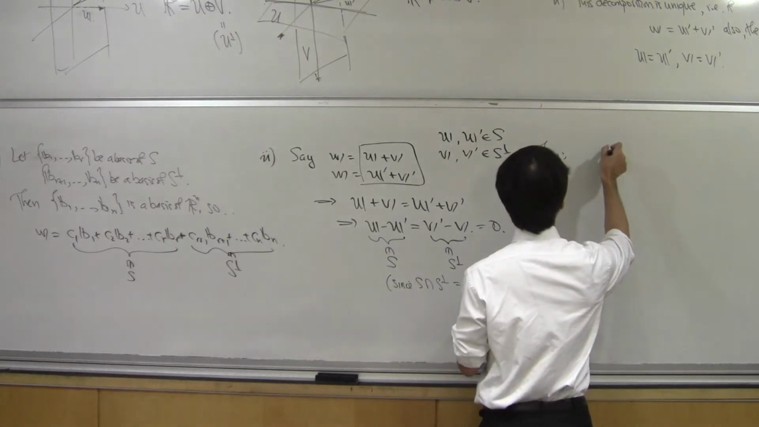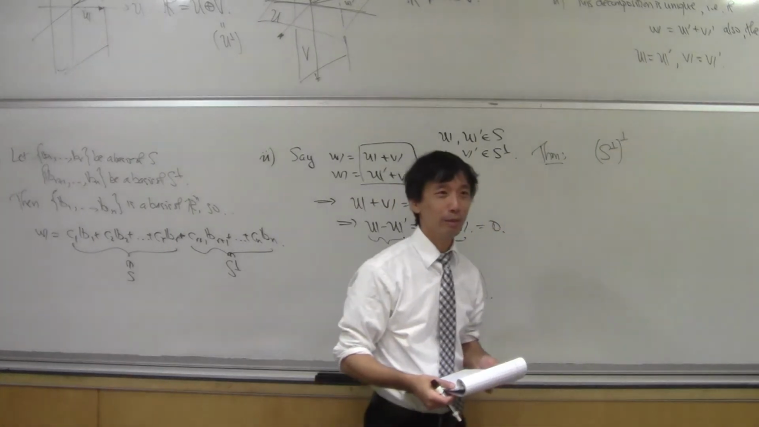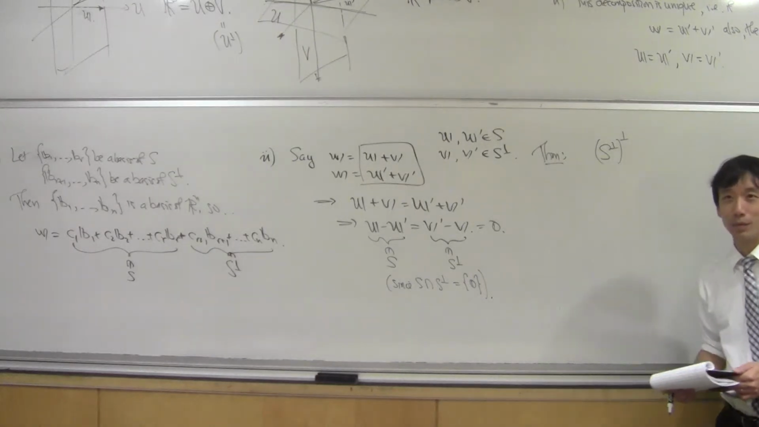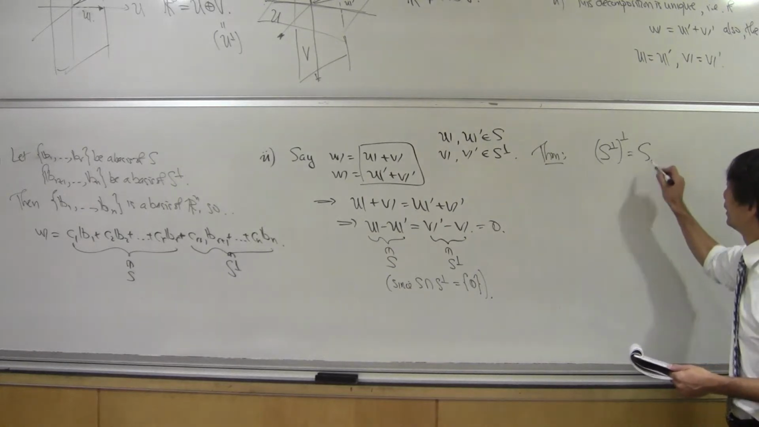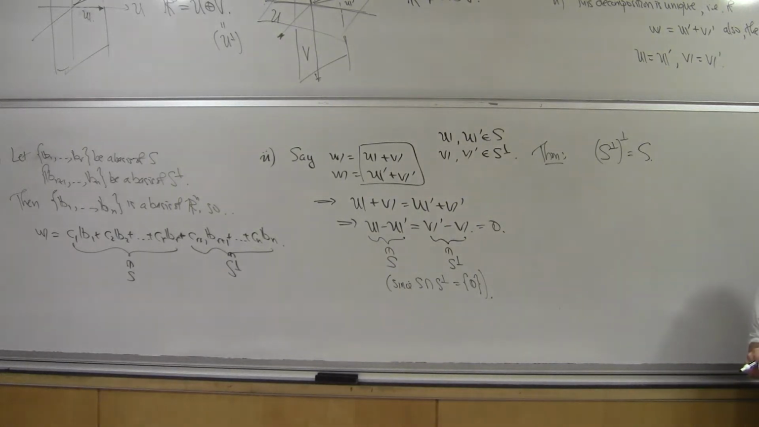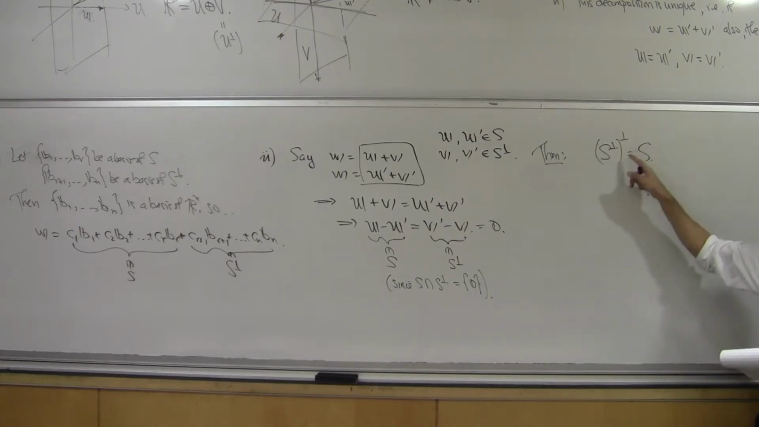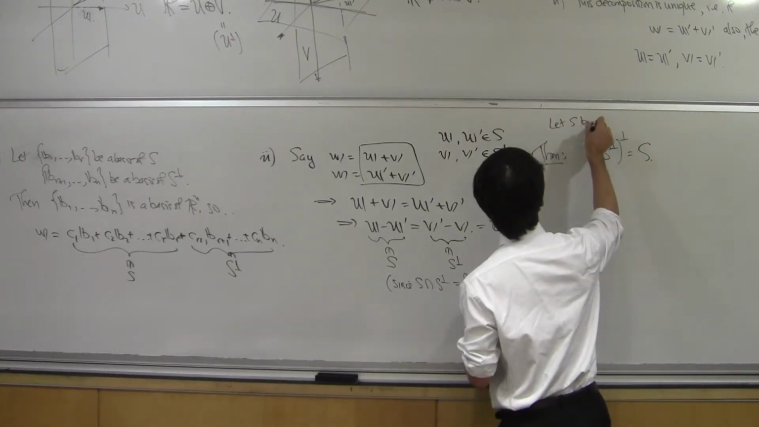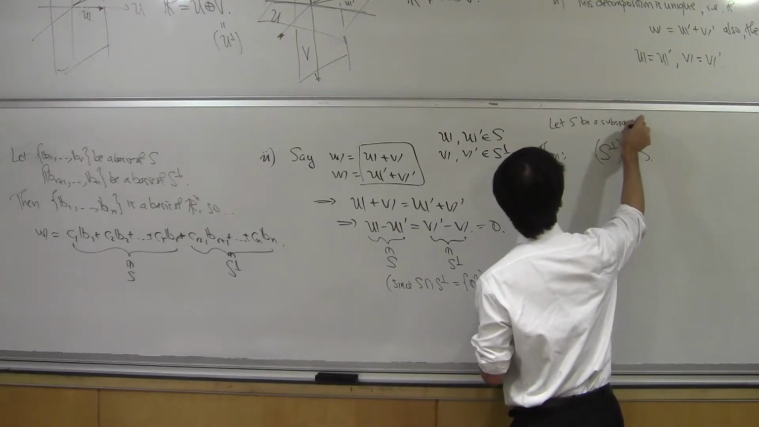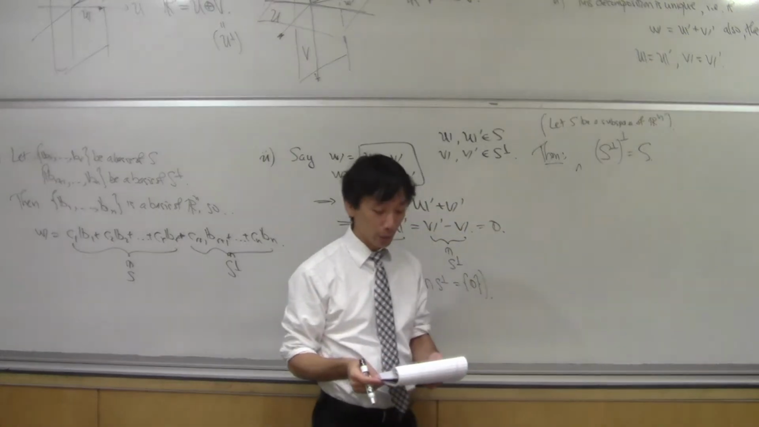So next is the theorem about S perp. The orthogonal complement of the orthogonal complement. What do you think I'm going to write here? The orthogonal complement of the orthogonal complement is S again. That sort of makes intuitive sense, right? If you look at all the guys who are perpendicular to all the guys who are perpendicular to S, then it must be S itself. Okay, so let S be a subspace of Rn. Then the orthogonal complement of the orthogonal complement equals S.